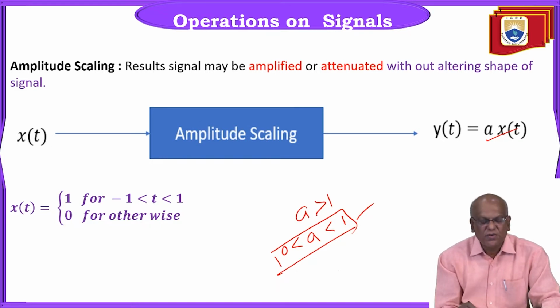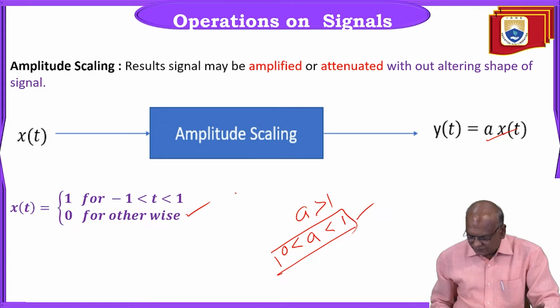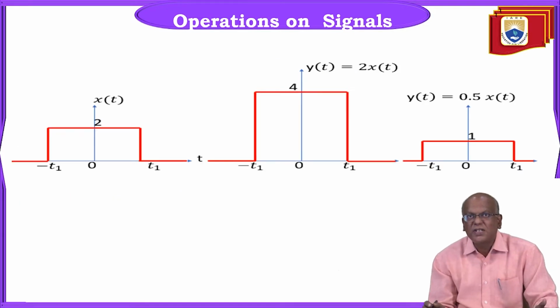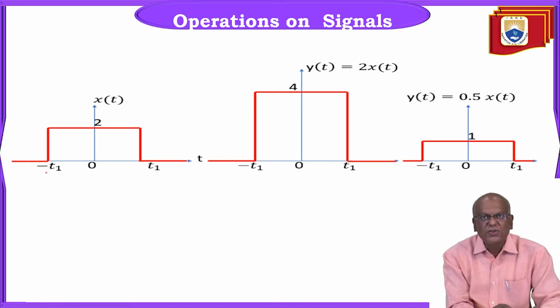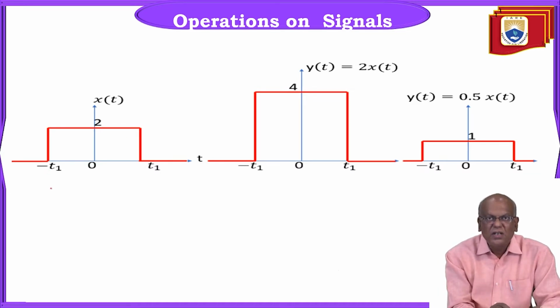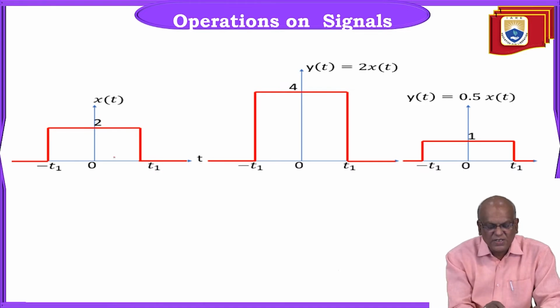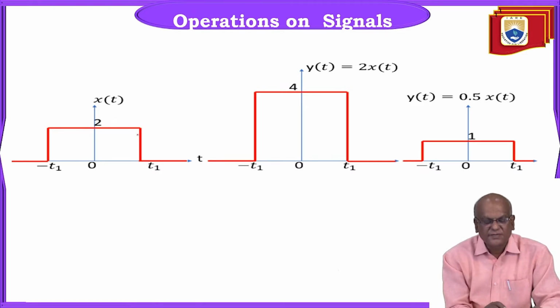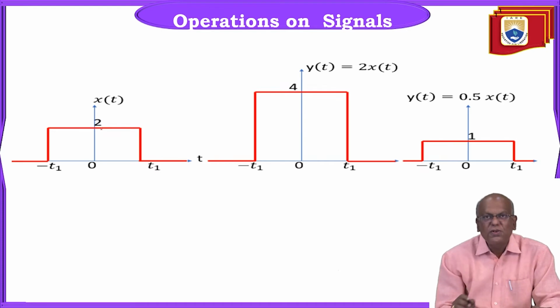Let us consider x of t equal to 1 for minus t1 less than t less than t1, and 0 otherwise. If we plot t versus x of t, we get x of t equal to 0 when t is less than minus t1, and also 0 when t is greater than t1. We get a pulse. The width of the pulse is t1 minus minus t1, which is 2 t1. The height of the pulse is equal to 1.